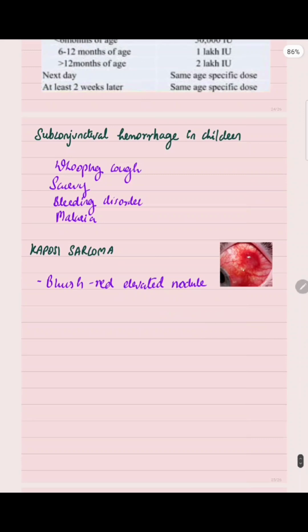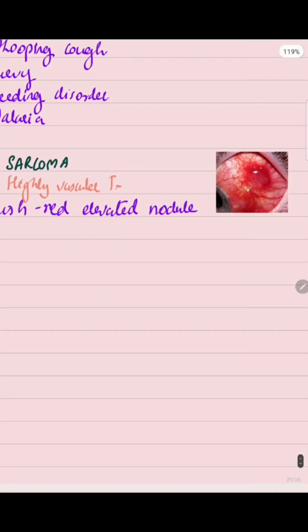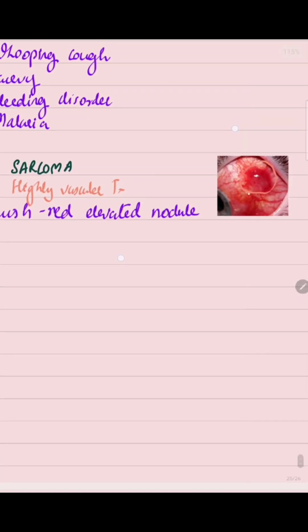Now coming to subconjunctival hemorrhage. In children it is usually seen in whooping cough, scurvy, bleeding disorders, and malaria. Then Kaposi sarcoma is a highly vascular tumor, seen as a bluish red elevated nodule resembling subconjunctival hemorrhage.